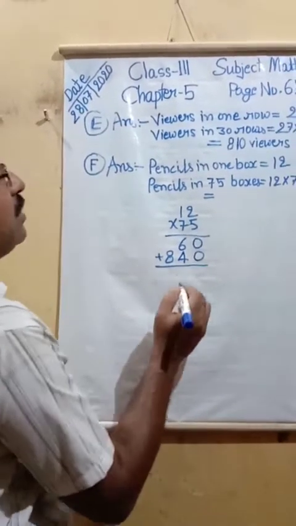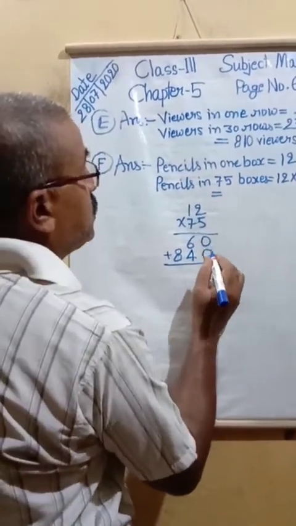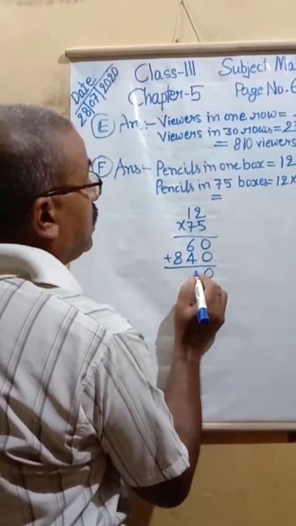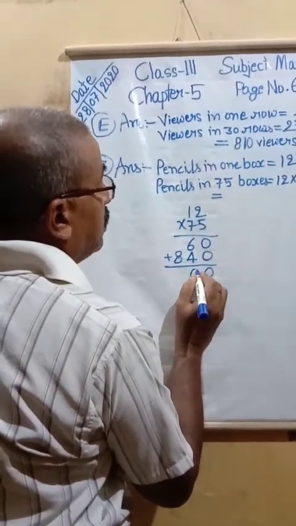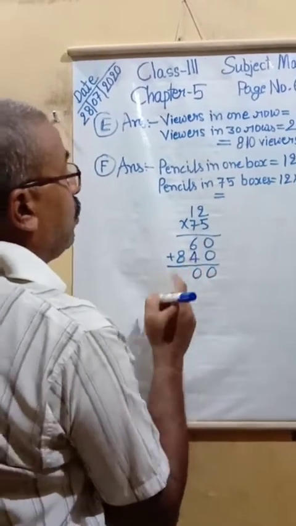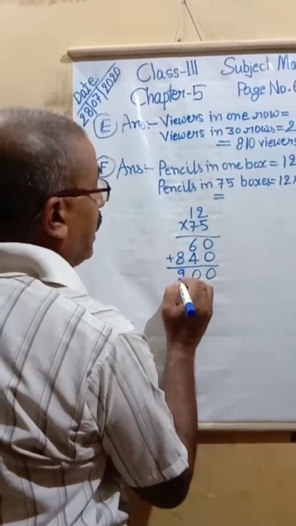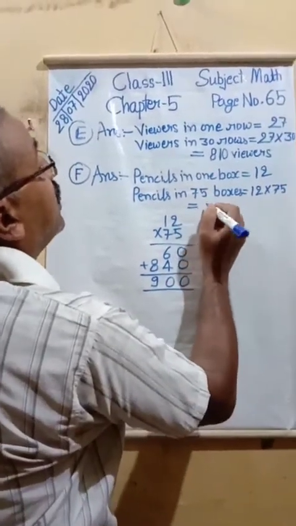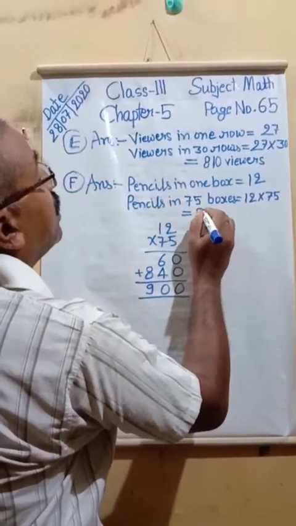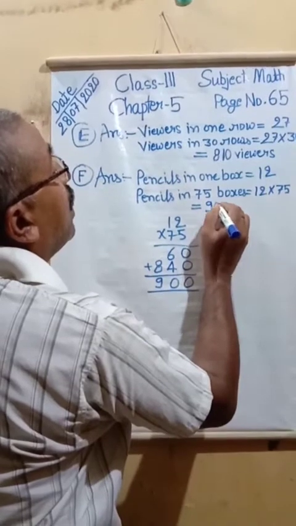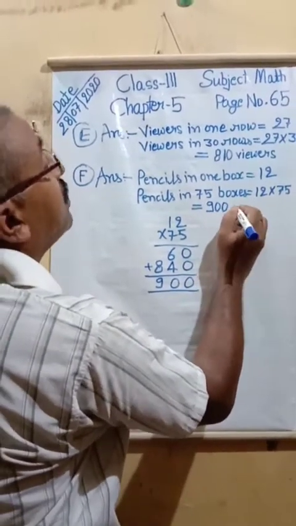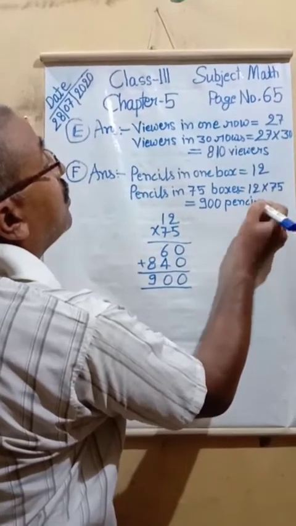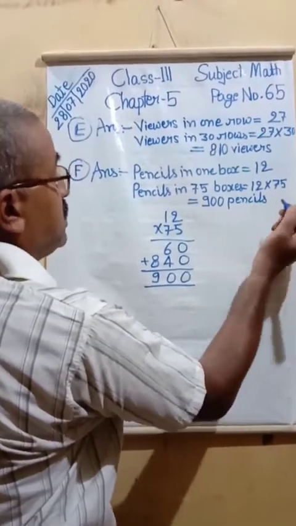Then we will add these numbers: 0, 0, 0, 6, 4, 10, 0 carry 1, 8, 1, 9. Then here will be 900 pencils.